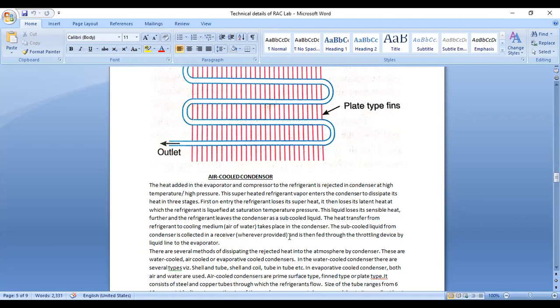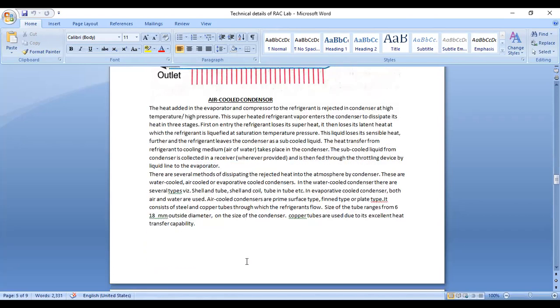The liquid is collected from the receiver, wherever one is provided, and then fed to the throttle valve by liquid lines to the evaporator itself. Now, there are several methods of rejecting the heat to the atmosphere. They are water cooled, air cooled, or air cooled evaporative cooling condensers.